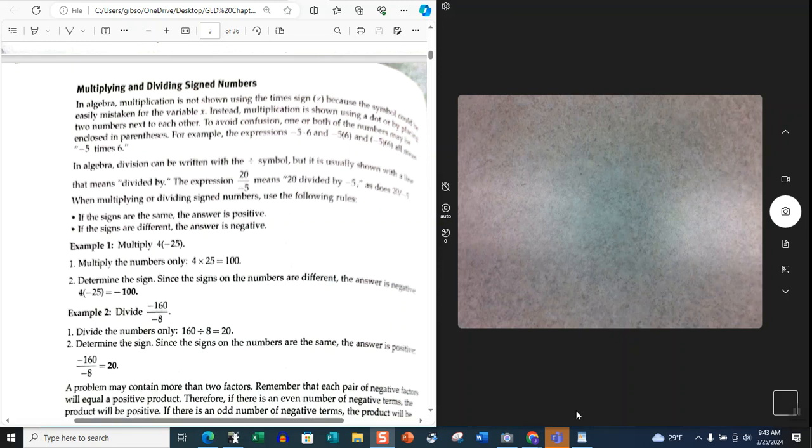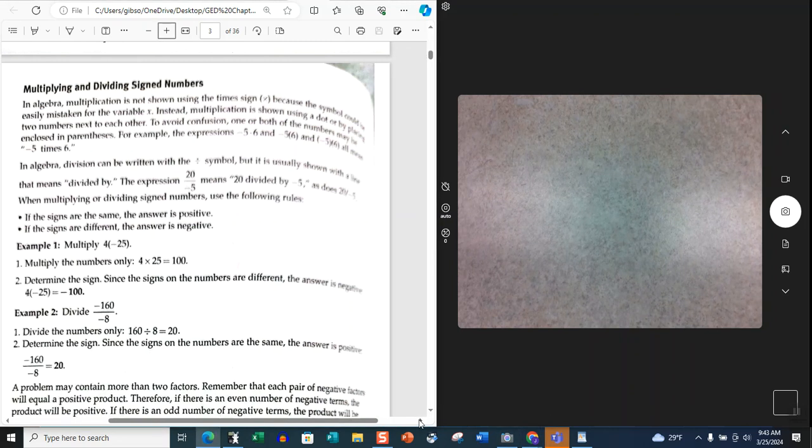Okay, class, we're about to start lesson 1, part 2 in chapter 5. It says multiplying and dividing signed numbers. So in algebra, multiplication is not shown using the times sign X. Now again, this came out a little faded, so you will need to turn to your textbook so you can read along with me. And it's on page 320.